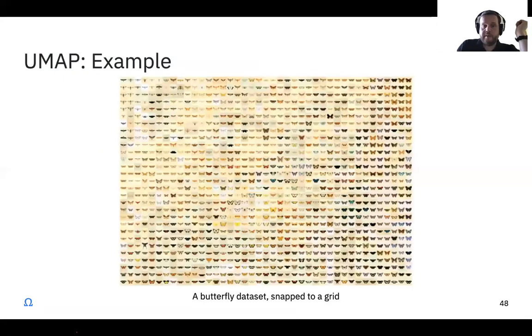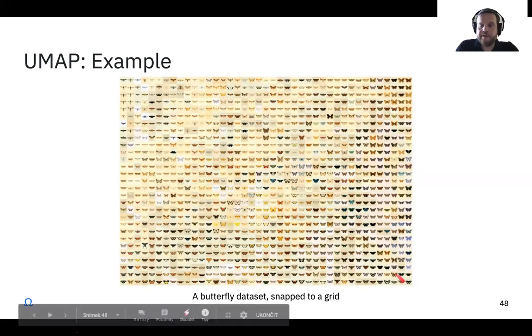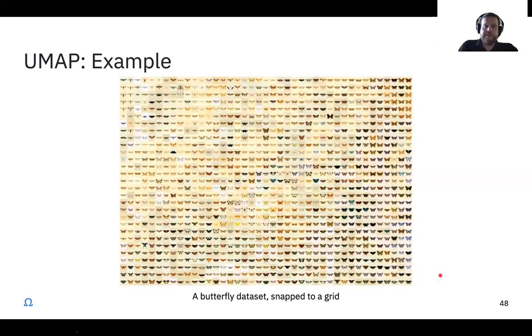And a nice example of UMAP is a data set of butterflies being UMAPed, and instead of floating in the 2D space freely, it's been snapped to a grid basically. So here we see progress from butterflies that have translucent wings all the way to dark winged butterflies basically. So it's a nice illustration again.